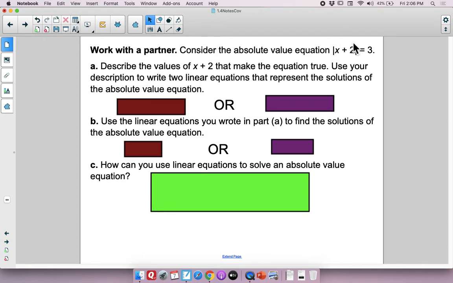Because then when I take the absolute value of it, it would be equal to 3. So what would make this side equal to negative 3 inside the absolute values? Well, the negative 5, right? Because negative 5 plus 2 is negative 3. Take the absolute value, it's 3. 3 equals 3.